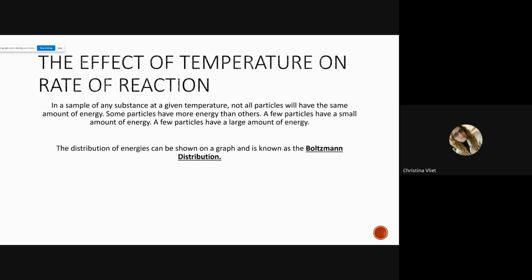Temperature. How does it affect the effective collision? In order to understand this, we have to be able to interpret a specific type of graph called a distribution. Has anybody heard of a distribution before in mathematics? It shows up in a class called probability and statistics. And what you might have learned about a distribution is there's something called a normal distribution.